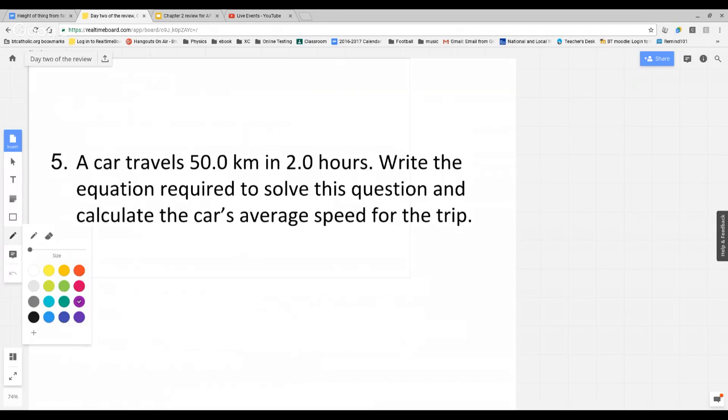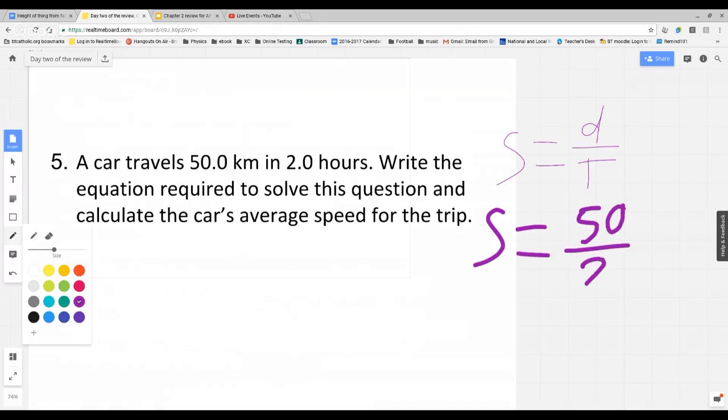A car travels 50 kilometers in 2 hours. This should be super easy. Write the equation required to solve this, and then calculate the car's average speed for the trip. So, which equation do you think we're going to use for that? S equals D over T. And then we want to know what is S. And so we have 50 over 2, which is 25 kilometers an hour.